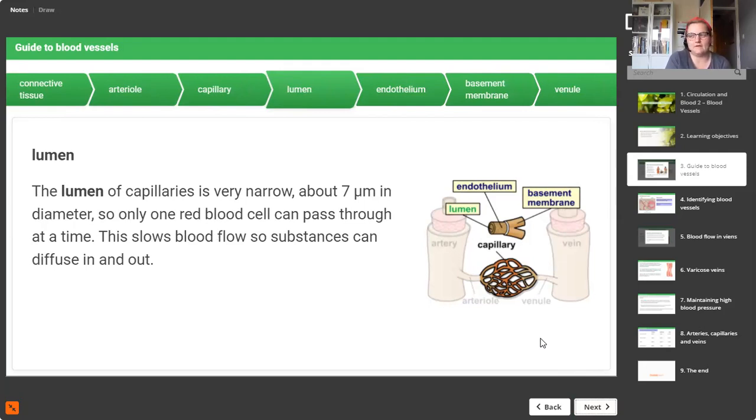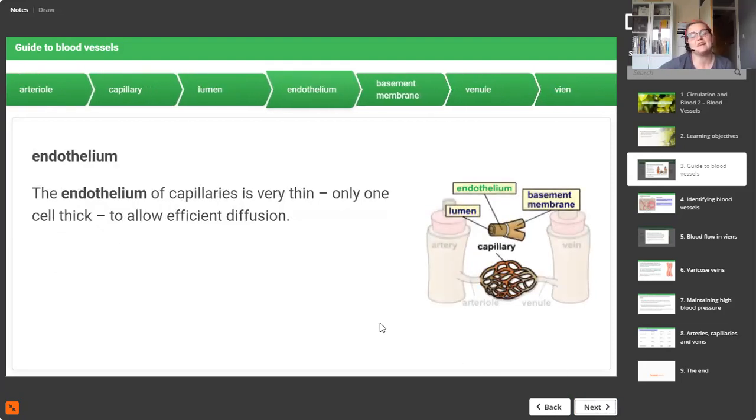So essentially that's one red blood cell that can pass through at a time. So this really slows the blood flow down, and this allows substances to diffuse in and out. Otherwise, it'd be flowing so fast that the substances wouldn't be able to diffuse in and out effectively. It also has an endothelium. It's really, really thin. It's only 1 cell thick, and that's to allow that efficient diffusion.